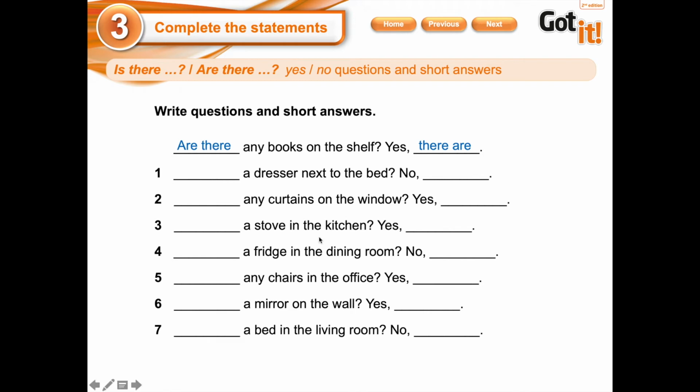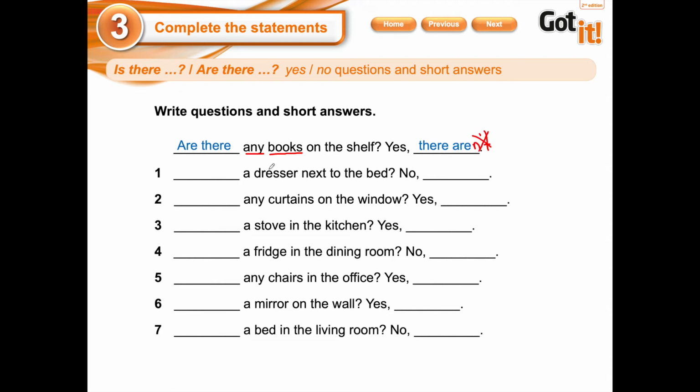What we're going to do here, I am going to use the pen again. It says, "Any books on the shelf?" You have two keywords. You have the plural noun, that is books, and you have any. For that reason, you must know that the first word is "are there." And it says, "Yes, there are." You cannot put "there aren't," because this is negative, so this is wrong. You must use only "are."